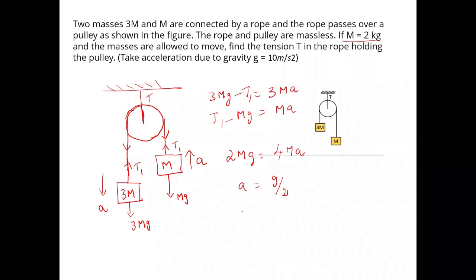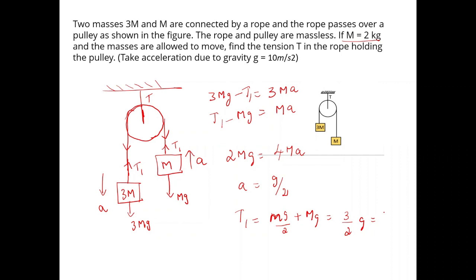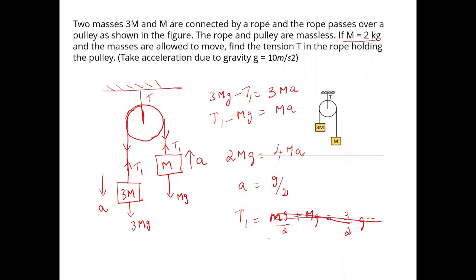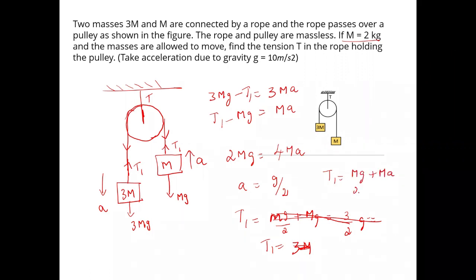So if I substitute, T1 is mg by 2 plus mg. So m is 2 kg. So it is 3 by 2 g, 3mg by 2. Am I correct? T1 is ma plus mg, isn't it? Sorry, T1 is mg plus ma. Mg is 2 into 10 plus ma, m is 2 into 5, isn't it? So it is 30. So T1 is 30 here.